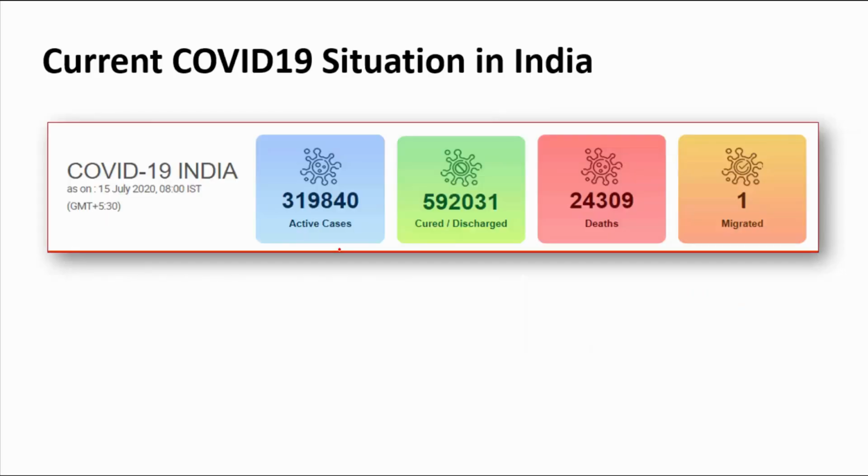Okay guys, so I'll be telling you the current COVID-19 situation in India as per 15th July 2020. The active cases have reached 3,19,840. The cured or discharged cases have reached 5,92,031, and deaths have reached 24,309.